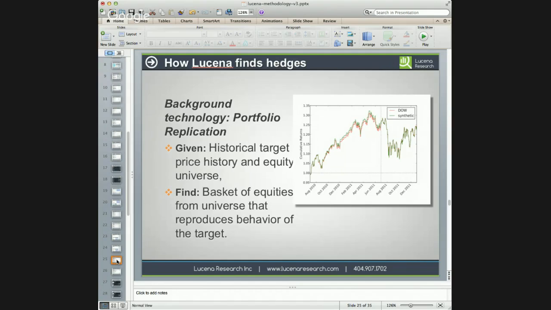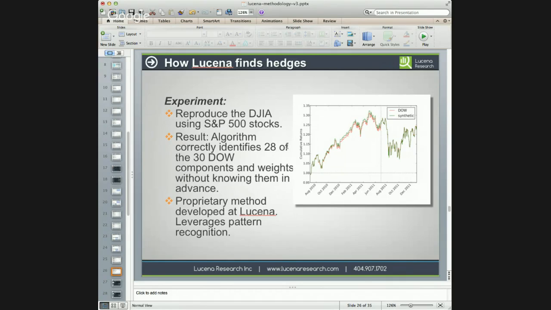So as an example, we conducted an experiment where we gave it the historical price performance of the Dow, which you can see here in red. Now, our algorithm didn't know what stocks were in the Dow, but we said, figure it out. And so the algorithm searches across all of the S&P 500. It found 30 stocks. 28 of them exactly were members of the Dow. It got 2 of them wrong. As one example, it selected Chevron instead of Exxon. And this is an algorithm that, sorry, I can't tell you the details of. It's proprietary to Lucena, but you can imagine that it uses some sort of pattern matching, and indeed it does.